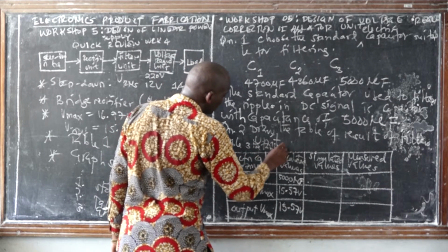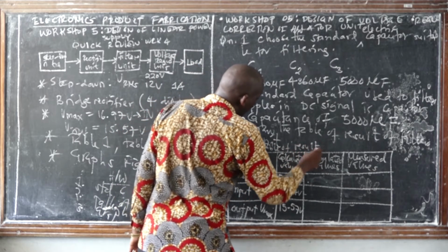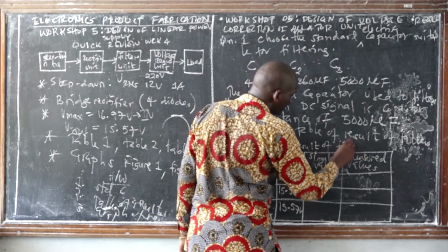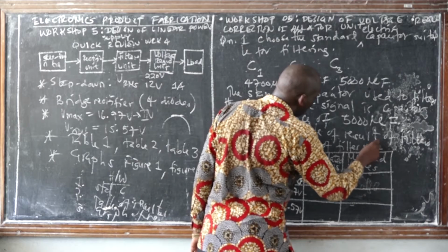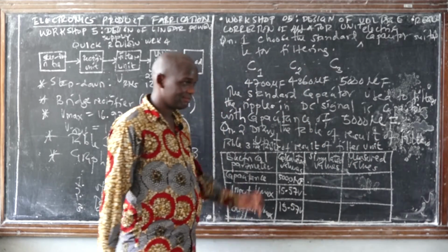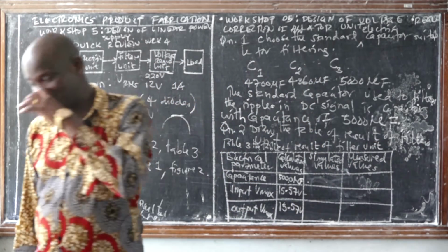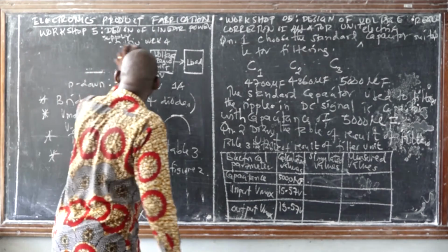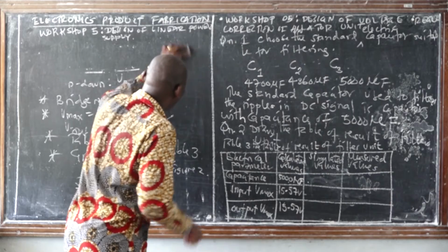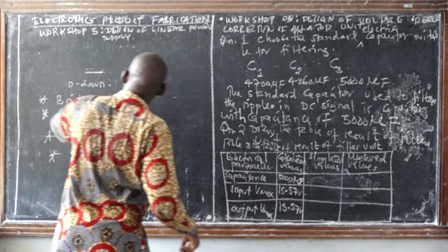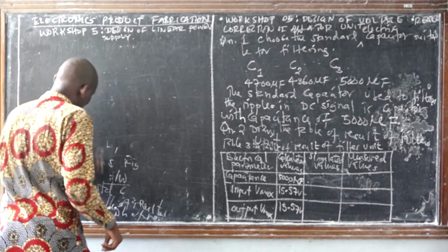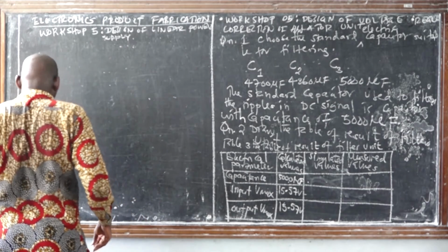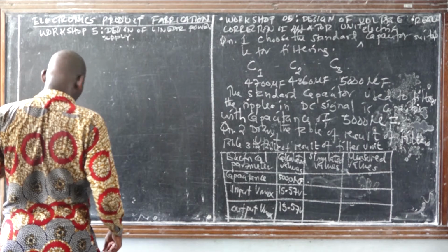Table of what? Table of results of filter unit. Ask your neighbor, are you a filter or are you a rectifier? What did he or she say? Rectifier or 4 diodes?